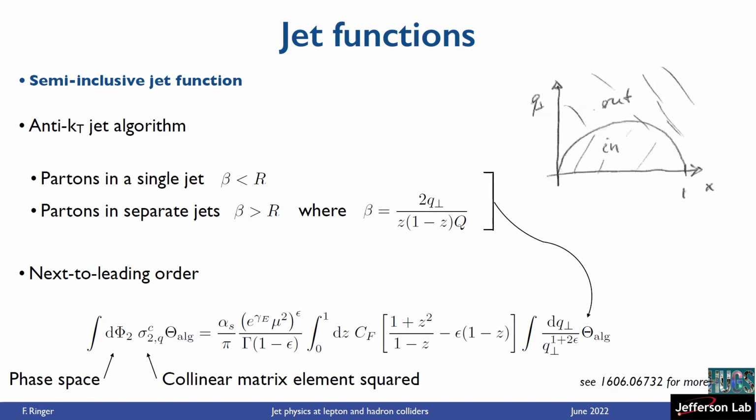This is still an illustration of the phase space region. If I write Qt in terms of z and 1 minus z, I get this, with x between 0 and 1. Whenever my transverse momentum is too large, in this out region, I get two separate jets. If it's sufficiently small, I get one jet. That's what I'm getting from this Qt integral.